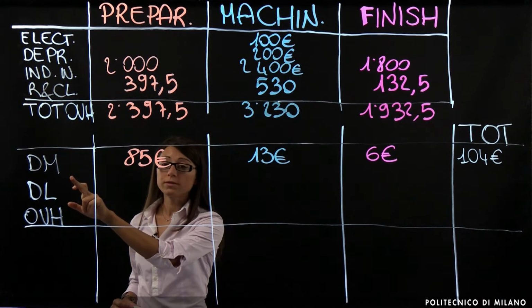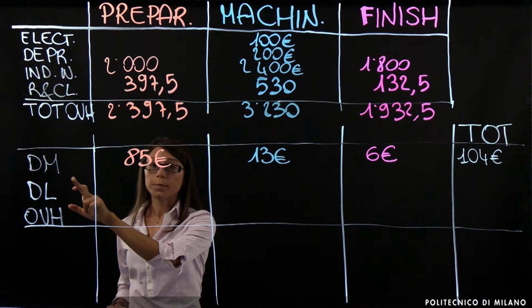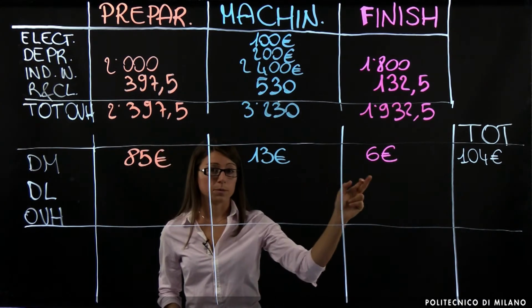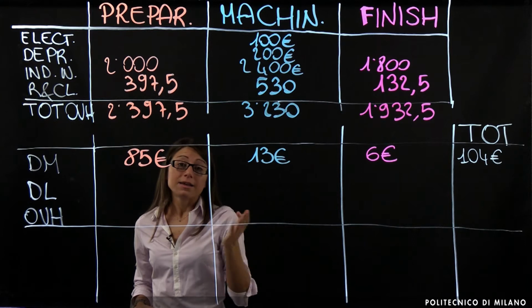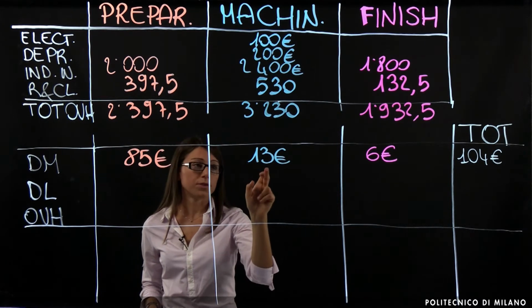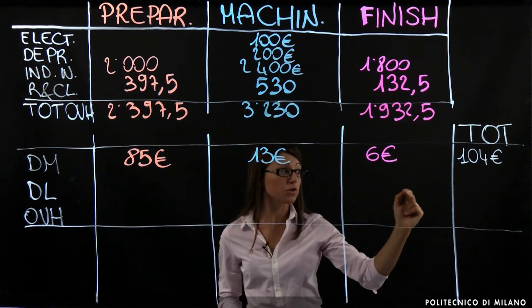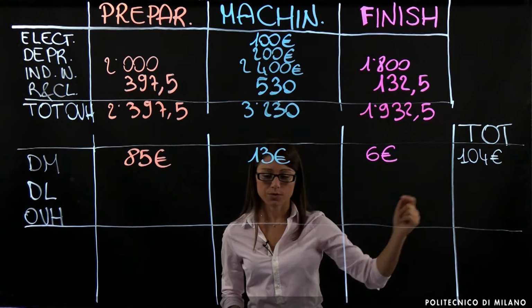Specifically, with respect to the direct material, the value of the direct material that has been absorbed by the job within each of the departments is something that is already provided by the text. So we have 85 euros, 13 euros, and then 6 euros, so that the total value of the direct material absorbed by the job is 104 euros.